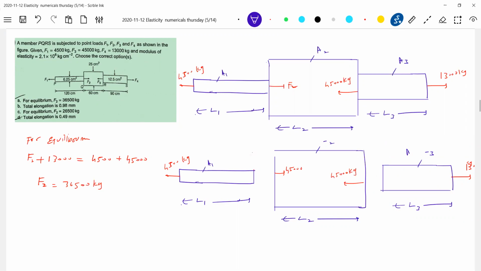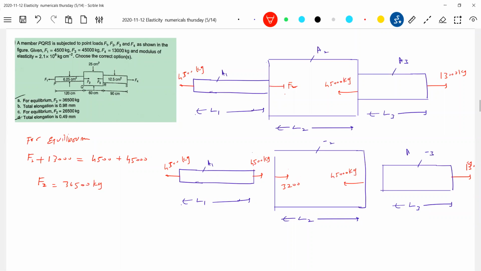Okay, let's come to this one. Each and every element will be attached. So therefore here F1 is 4,500. Okay, leave this. Here what was F2? 36,500. In that, you remove the 4,500. Then how much will be left over?